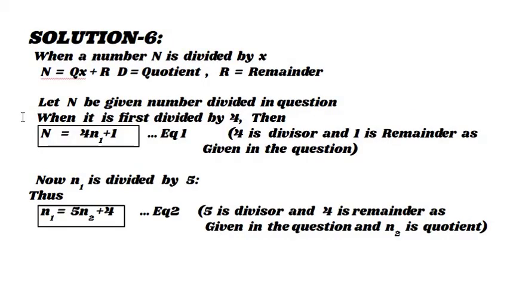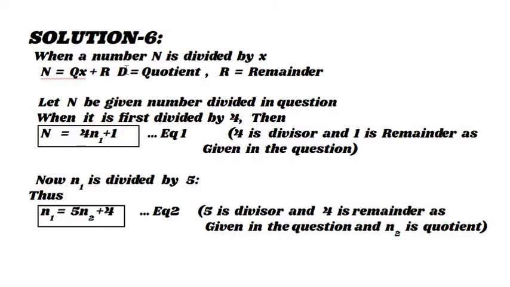Now here is a basic concept that you should know. When a number n is divided by some x, then this relation follows: n equals q into x plus r. This is a class 5th basic concept. n equals q into x plus r.